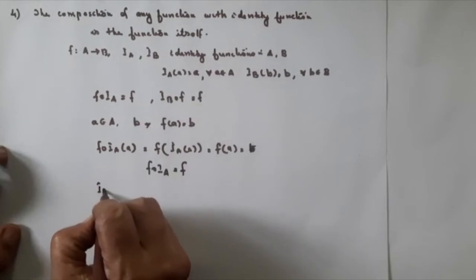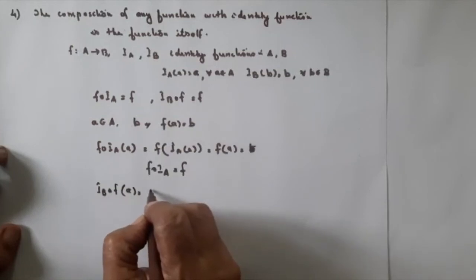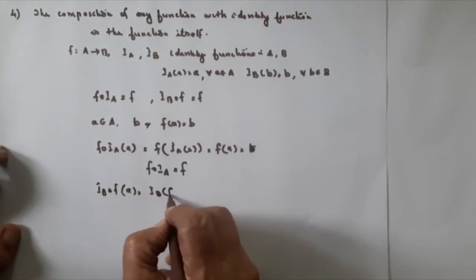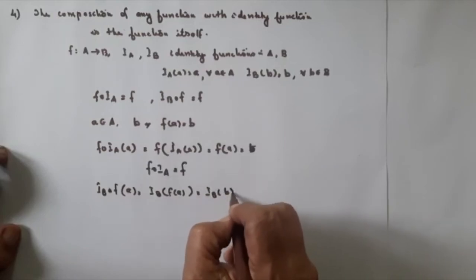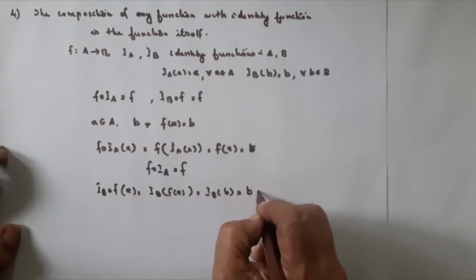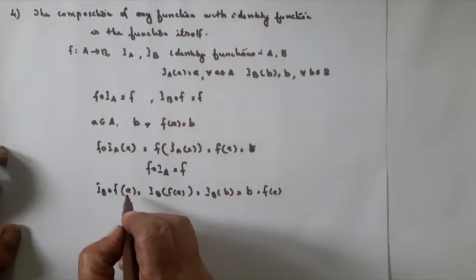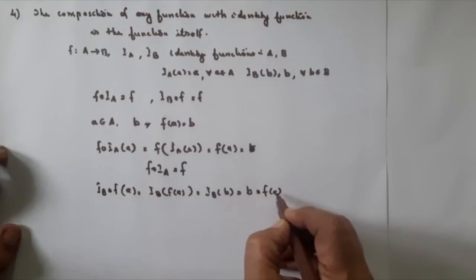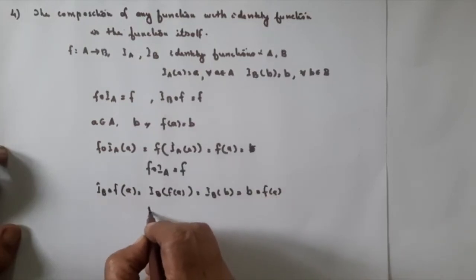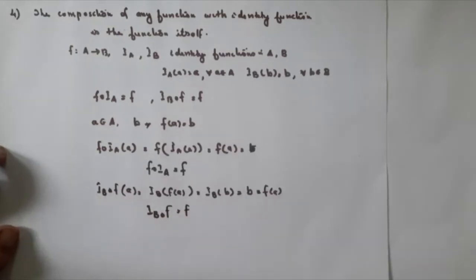Similarly, what is I_B dot f of a? This is equal to I_B of f of a, which equals I_B of b, which equals b, which equals f of a. Therefore, the image of a by I_B dot f equals the image of a by f, which means I_B dot f equals f itself.